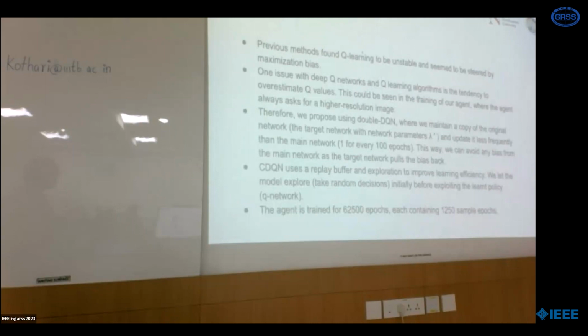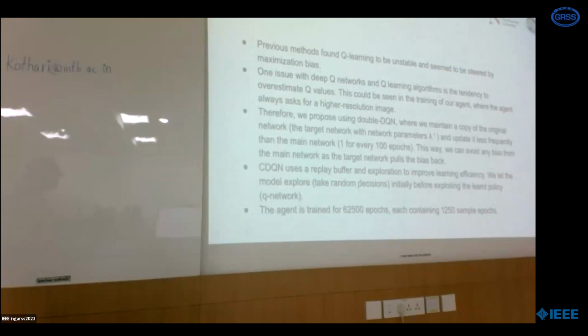Now, for training, we found that previous methods use Q learning and it is unstable and seems to be steered by maximization bias. One issue with deep Q networks and Q learning algorithms is the tendency to overestimate the Q values. This could be seen in the training of our agent, where the agent always asks for a higher resolution image. Therefore, we propose using double DQN, where we maintain a copy of the original network, the target network, and update it less frequently than the main network. This way, we can avoid any bias from the main network as the target network pulls the bias back.